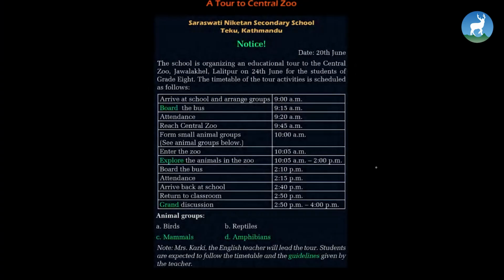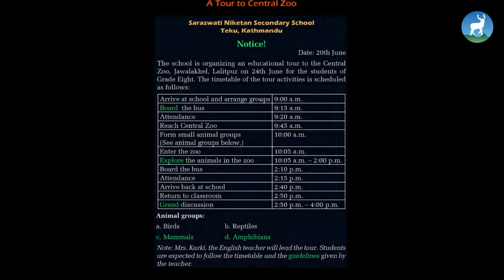Hello students, today we are going to begin the first chapter of grade 8, and the first chapter that we have is a tour to Central Zoo. Let's begin. Saraswati Niketan Secondary School, Teku, Kathmandu. It's a notice dated 20th June. The school is organizing an educational tour to the Central Zoo, Zaulakhel, Lalitpur on 24th June for the students of grade 8. The timetable of the tour activities is scheduled as follows.